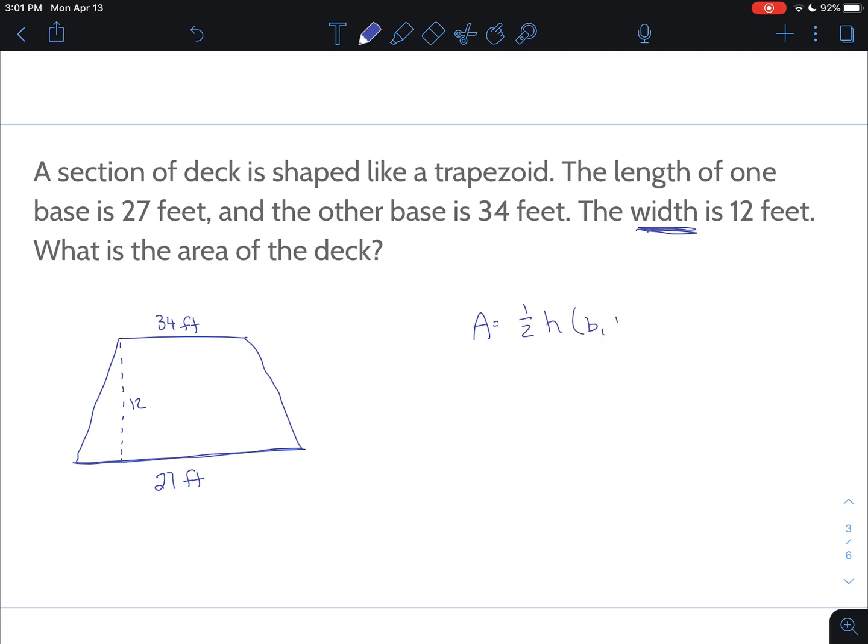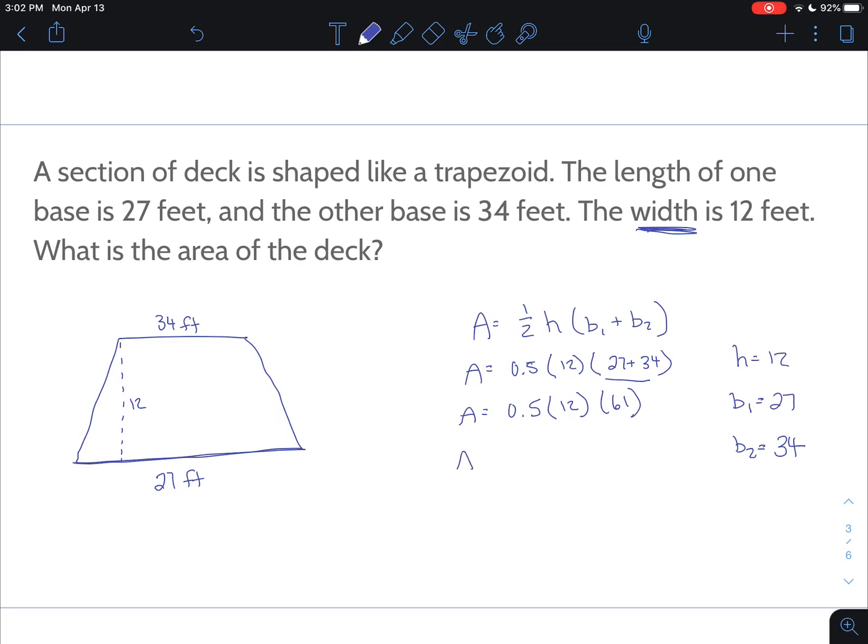So using the same formula, 1/2 times the height times base 1 plus base 2. So we know height is 12, base 1 is 27, base 2 is 34. We're going to plug everything in. Area equals 0.5 times the height of 12 times 27 plus 34. We're going to add 27 plus 34. Area equals 0.5 times 12 times 61.